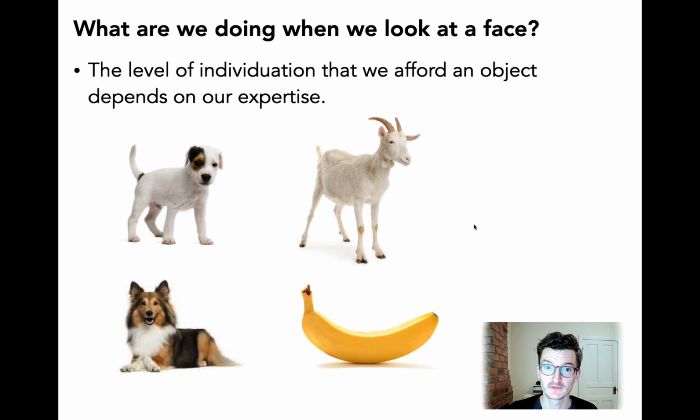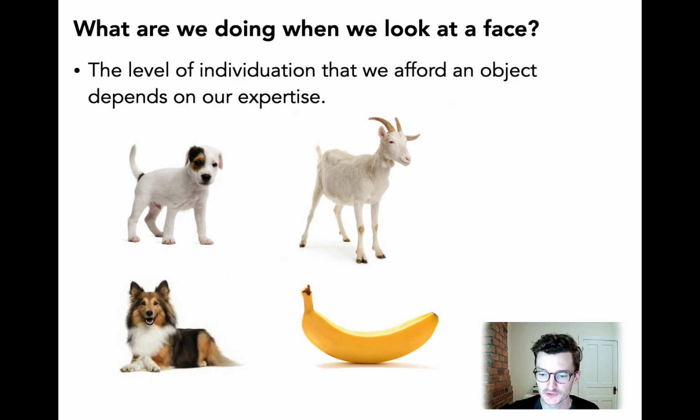And the idea here is that the level of individuation that we afford an object depends on our expertise. It depends on our experience. Right? So you might look at the two dogs on the left here and think, those are dogs. Clearly, you can tell the difference between a dog and a goat, and a dog and a banana, but you might not be able to tell the difference between two dogs because you have no specific dog expertise.